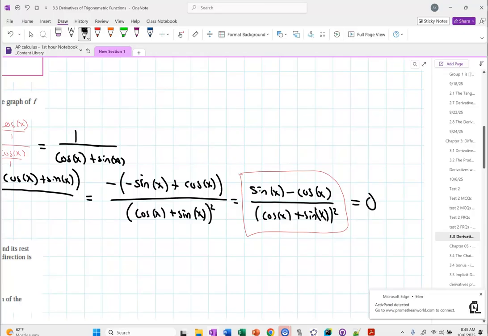Is there any value for sine x minus cosine x? Nope. When is a fraction equal to 0? Oh, numerator. If the numerator is equal to 0, right? And the denominator is not, right? Because if it's 0 over 0, that's not 0. That's good. Okay, how do I solve sine x minus cosine x equal to 0?